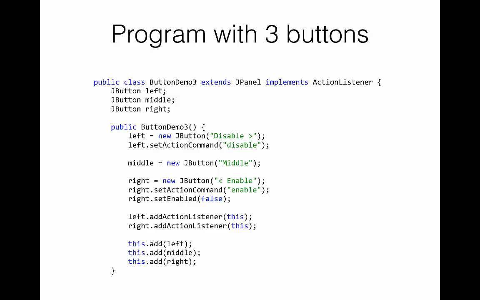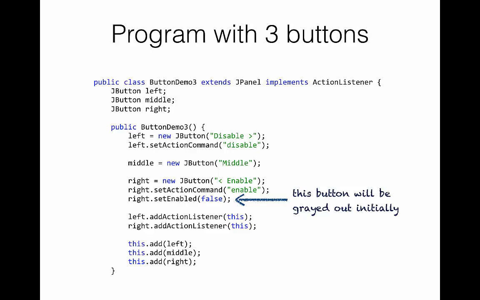First, we're setting the action commands for the left and right buttons. The text arguments in these calls are going to act as identifiers for the buttons, so that when we respond to a button click, we know which button was pressed. Also, notice that the right button is initially disabled. When a button is disabled, it's grayed out and it cannot be clicked. So the right button will be grayed out at the start of the application.